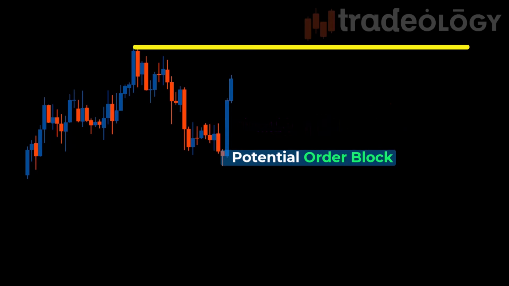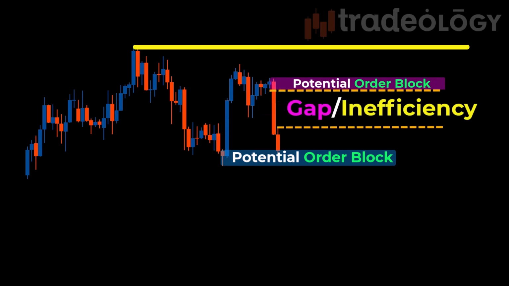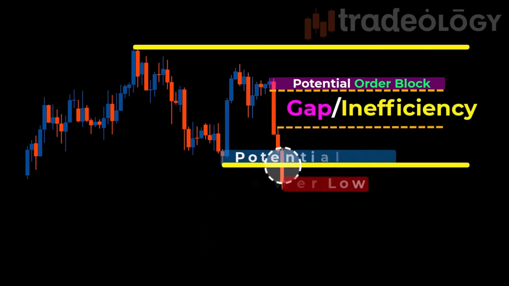Then, boom, the price drops and suddenly forms a possible bearish order block. Look at this big red candle. It creates a sharp downward move with inefficiency. After that, the price breaks the previous lows and forms lower lows. That break is huge. It's a full-on change of character, flipping the market from uptrend to downtrend.